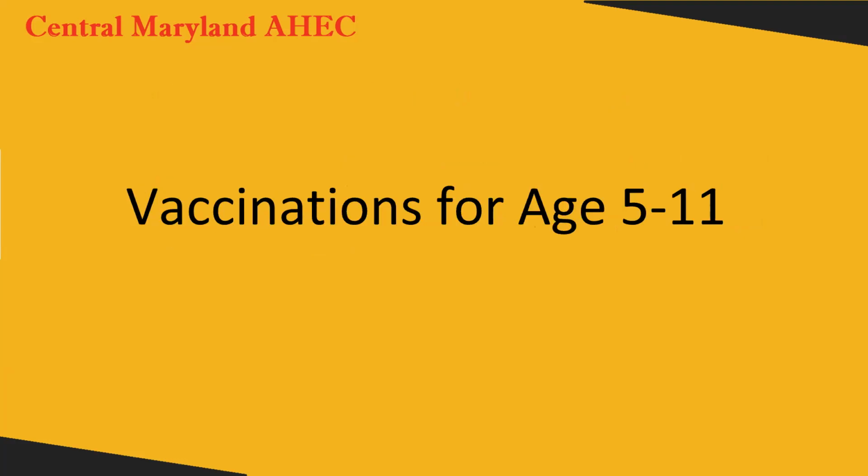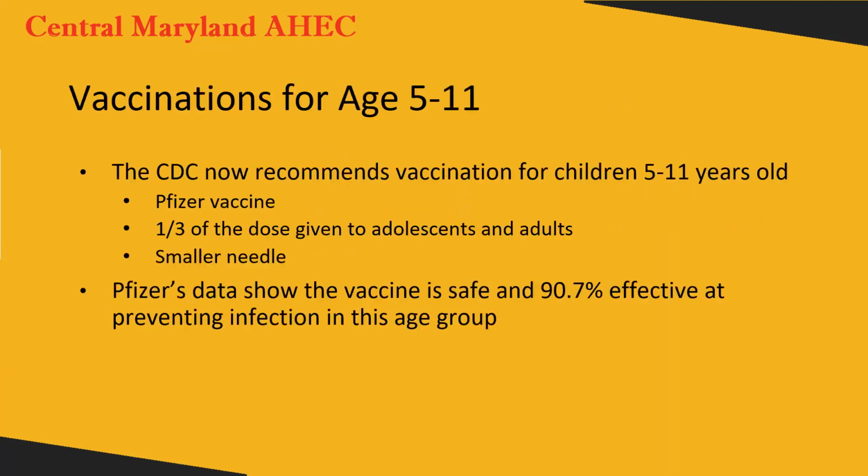The other big recent update has been vaccinations for children aged 5 to 11. The CDC is now recommending vaccination for this age group. This is with the Pfizer vaccine only. Some details: it's 1/3 of the dose given to adolescents and adults, and it uses a smaller needle. Trials have been conducted in research volunteers in this age group, and the data show that the vaccine is safe and that it is almost 91% effective at preventing infection in this age group. Like everyone else, these children will receive a second dose 3 weeks after the first Pfizer dose, and this is currently under emergency use authorization from the FDA.